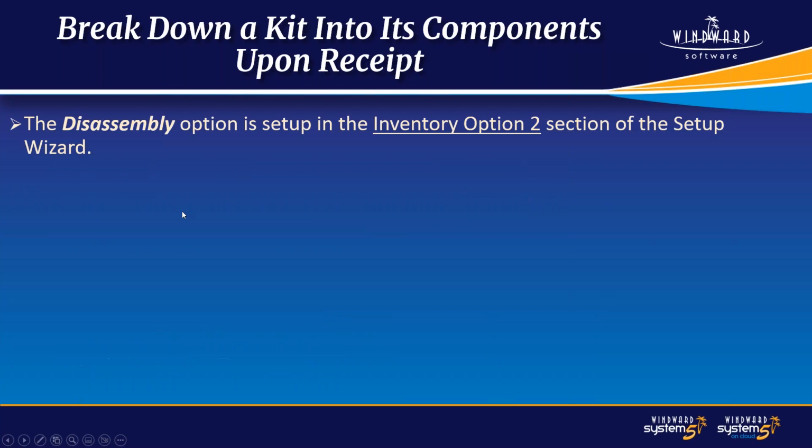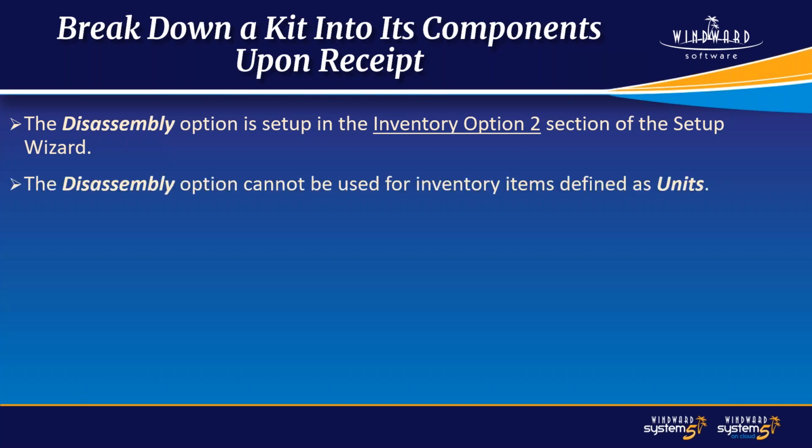The disassembly option is set up in the inventory options 2 section of the setup wizard. So if you wanted to enable this option to be able to disassemble any kit items, it can be set up from the setup wizard. I will show you later on.